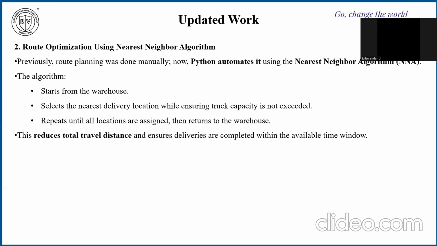What are some of the benefits of NNA? The travel distance is reduced by always choosing the nearest location. The algorithm minimizes the total distance traveled, leading to lower fuel cost. The algorithm ensures that the trucks are used optimally, reducing idle time and improving overall efficiency. The NNA can be easily scaled to handle more locations and trucks, making it a versatile solution for larger distribution networks. In that sense, the scalability of this project and that algorithm is very good.